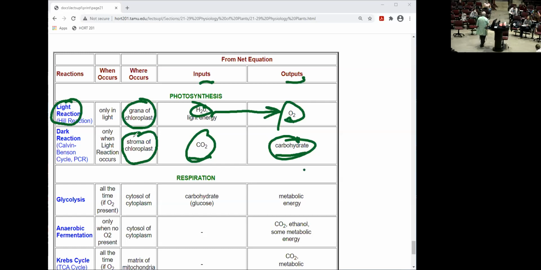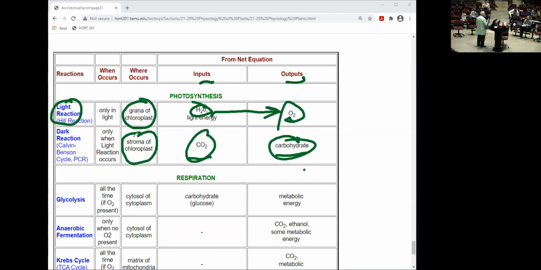When does the light reaction occur? In the light. It can only occur in the light. If you don't have light, you can't have chlorophyll supercharged. So it only occurs in the light. When does the dark reaction occur? Only when the light reaction occurs, because the light reaction is feeding the dark reaction ATP and NADPH. And as soon as it stops, seconds later, the dark reaction stops.